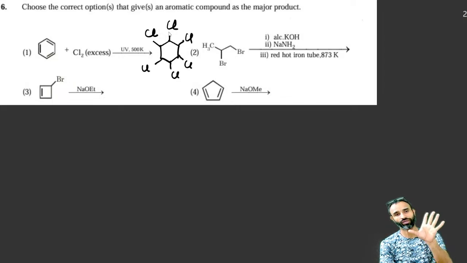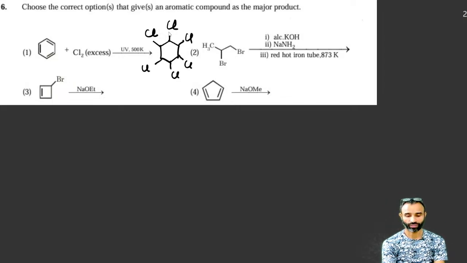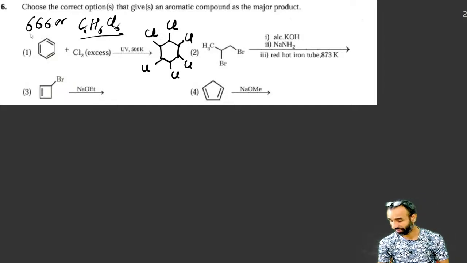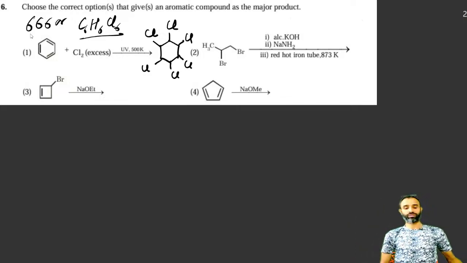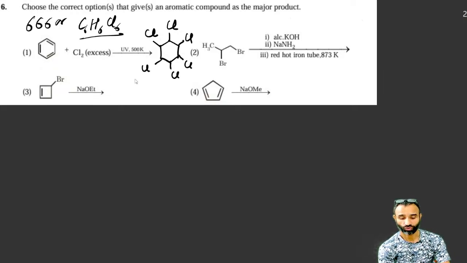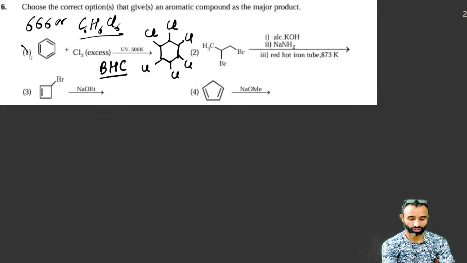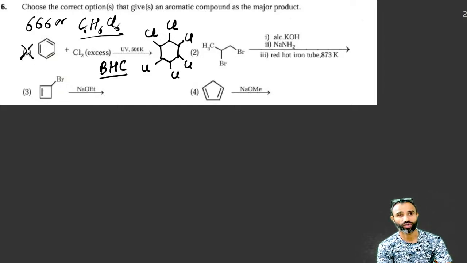It would be given in the alkane part. It is C6H6Cl6. It is also called 666 or lindane. Benzene hexachloride. This is called benzene hexachloride. Though it is not aromatic, its name is benzene hexachloride. So it will not give an aromatic compound.